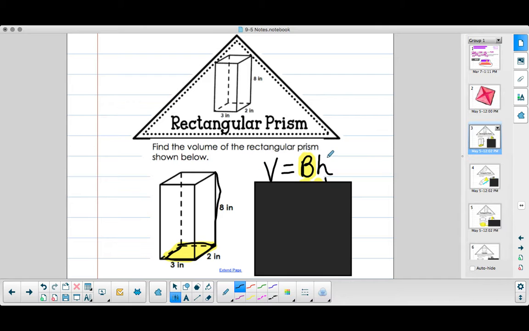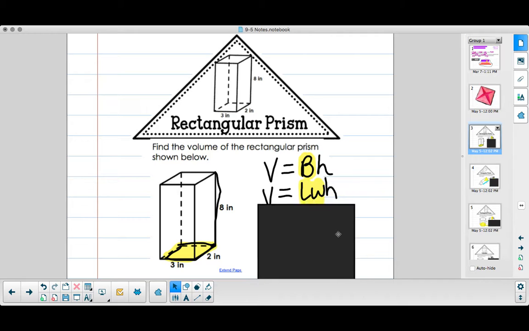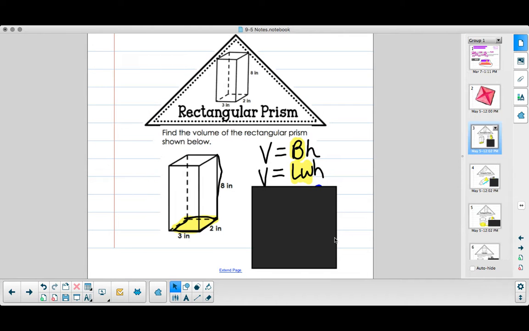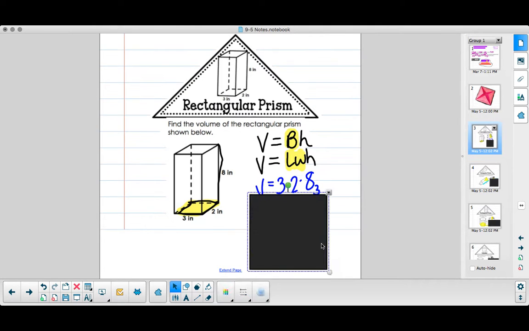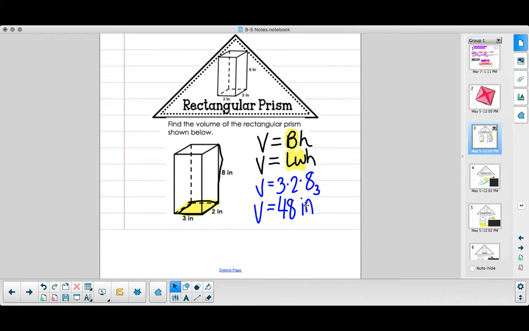Again, we're using the formula V equals capital B times H. The area of this rectangle would just be, since it's a rectangle, 3 times 2, and then the height is 8. So really for a rectangular prism, it's just length times width times height, because the length times the width is the area of the base. So if you can just remember for all rectangular prisms, it's just length times width times height. When we fill in the numbers that we know, it's 3 times 2 times 8, which is equal to 48 inches cubed. Volume is measured in cubic units, not squared units or just regular singular units.